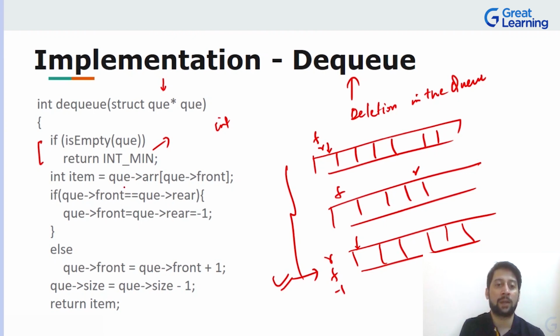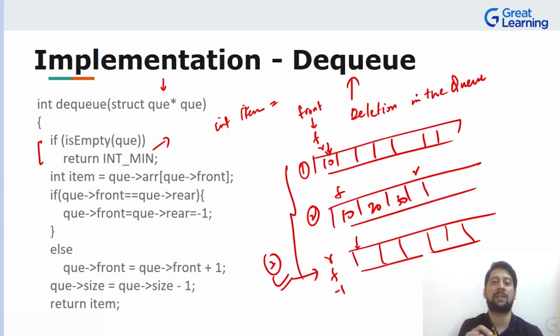The next thing is that we are going to pick the element with the help of this front operator and insert it into this item, that is the temporary value we are using. Let's suppose 10 is here, and then we have 20, then we have 30. In case 1, case 2 or case 3, we pick the element present at the index that front holds, and store its value in this item, so that we can return it.